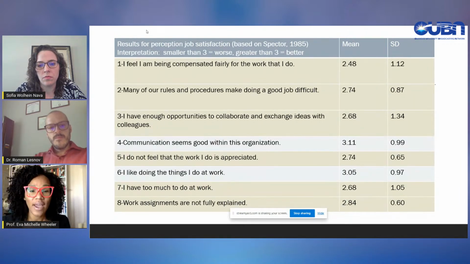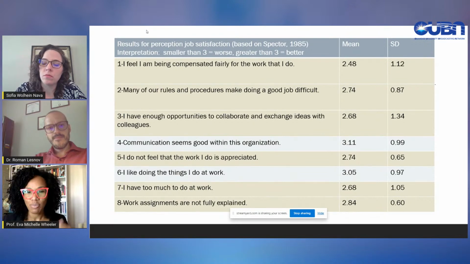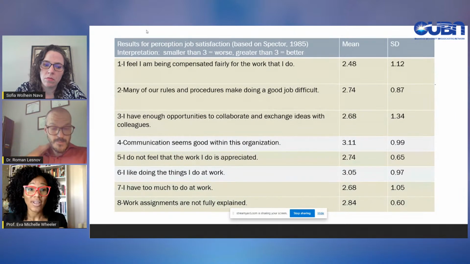So I'll start with those factors that improved, and so we're looking at 4, communication seems good within this organization, a result that is not surprising given that if an institution has solid communication prior to the pandemic, we expect that that communication will continue following. Number 6, I like doing the things I do at work. This was actually a result that went counter to our hypothesis in that instructors reported slightly improved perceptions of their enjoyment of the quality of the work that they were doing.